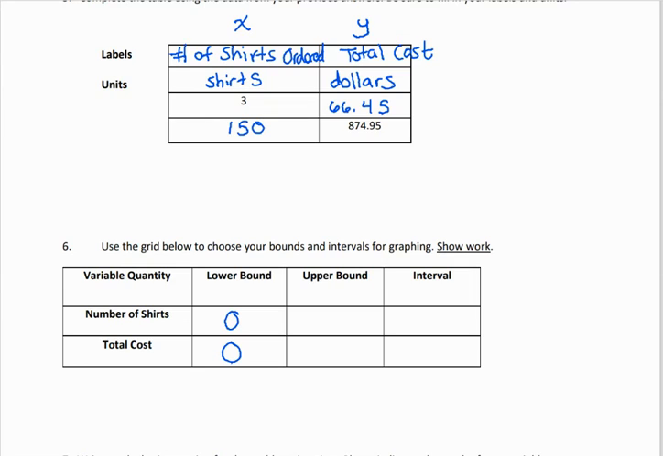All right, for shirts, the upper bound. That one's very easy to see. Is it 3 or 150? 150. And upper bound for cost? $874.95. All right, I'm going to have everybody right now go find your intervals. Then type it into the chat in a private message.